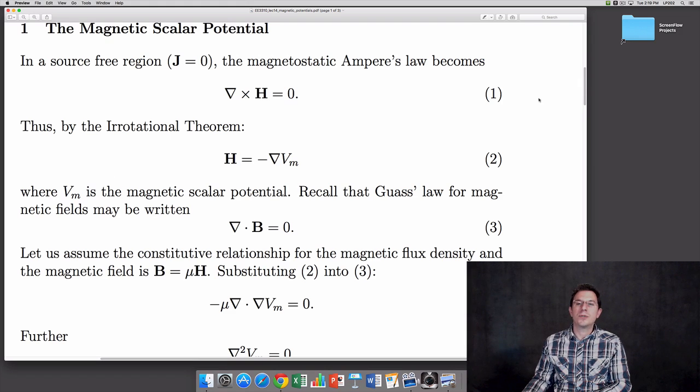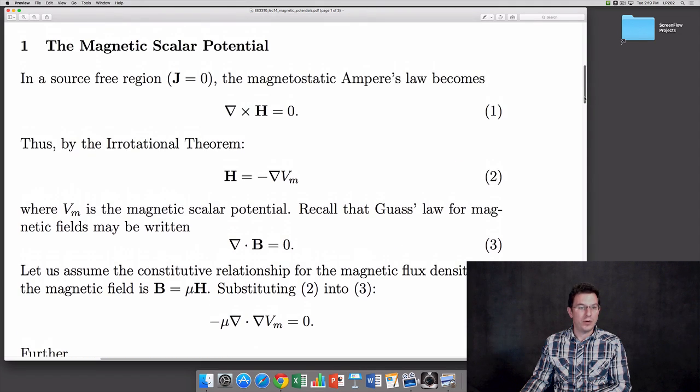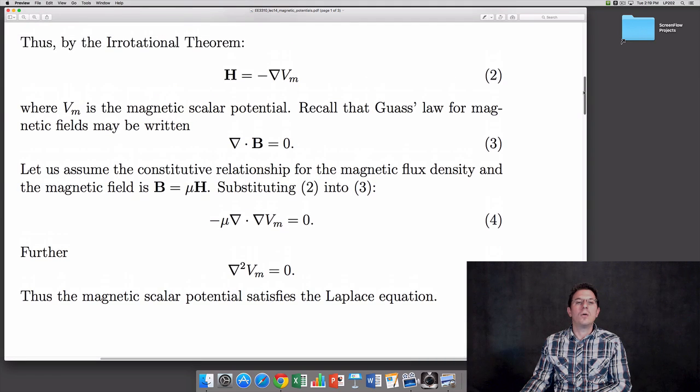Now, why would we be interested in doing this? Well, it is sometimes easier to work with a single scalar quantity rather than a vector quantity. This vector has 3 components in the most general sense, versus this single scalar. So sometimes it's easier to work with the magnetic scalar potential. This only works in source-free regions in the magnetostatic situation.